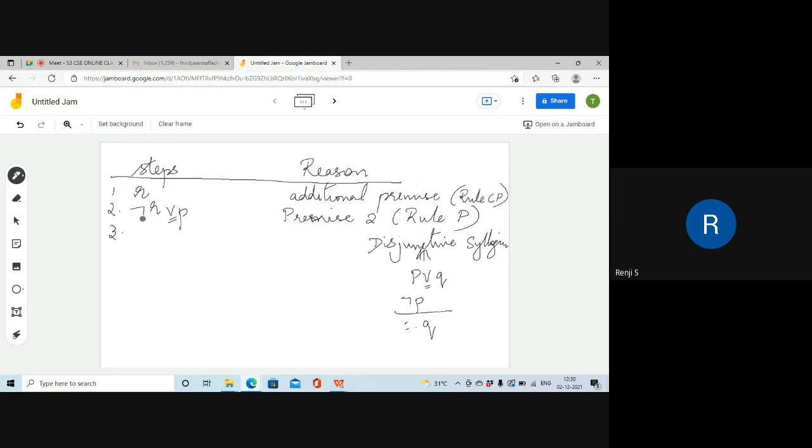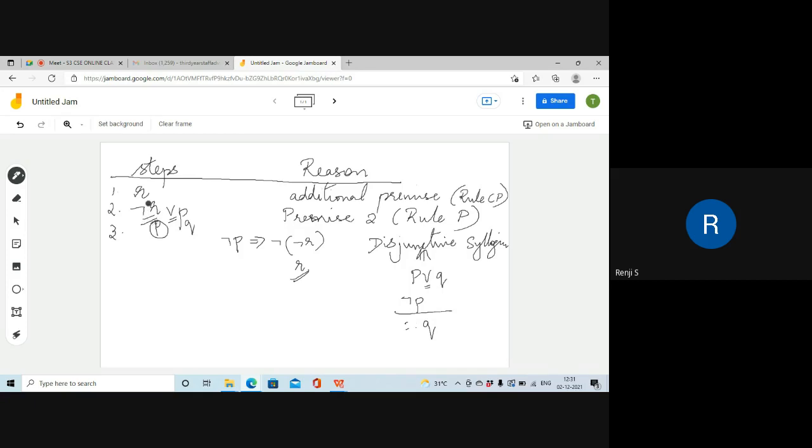So here the P is not R. This is P, this is Q, so we have P or Q. And when we take not P, that means not of not R, and that gives you R. So in step 1 you have R, and in step 2 you have not R or P. According to disjunctive syllogism, P or Q and not P implies Q.